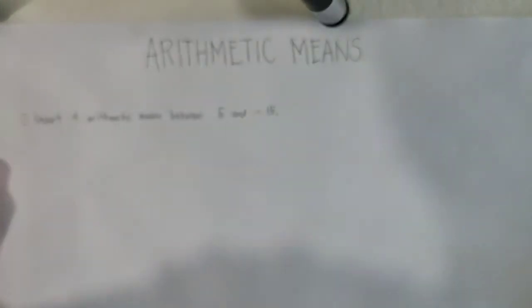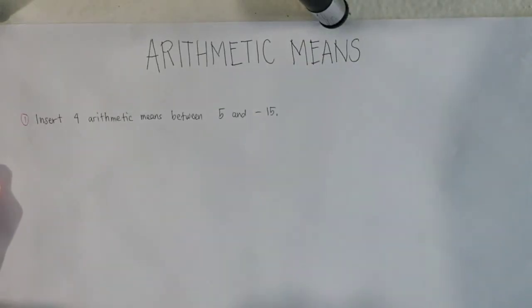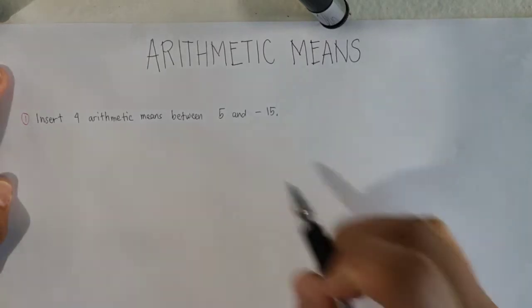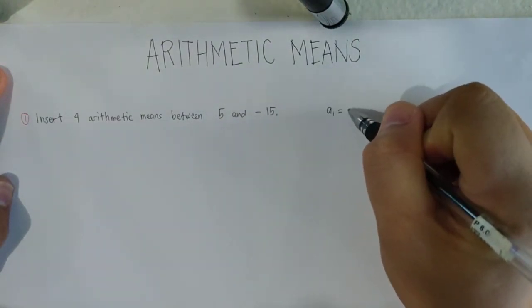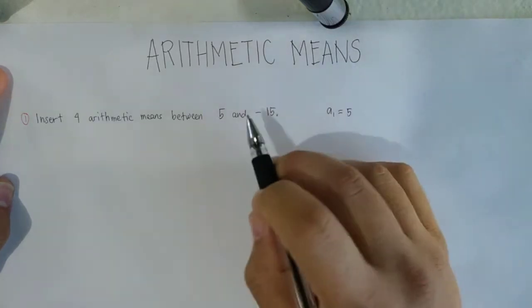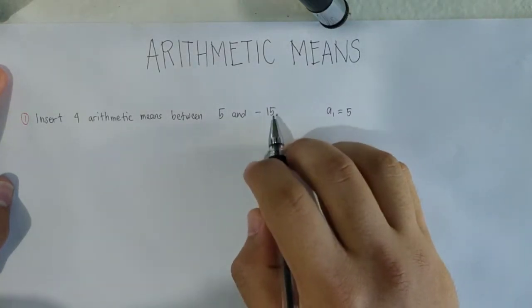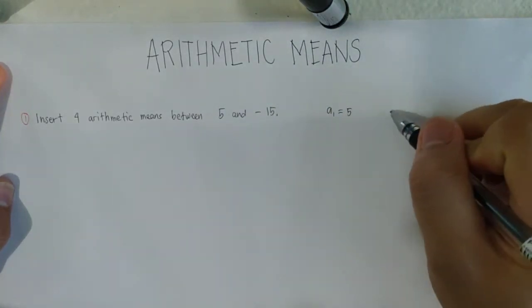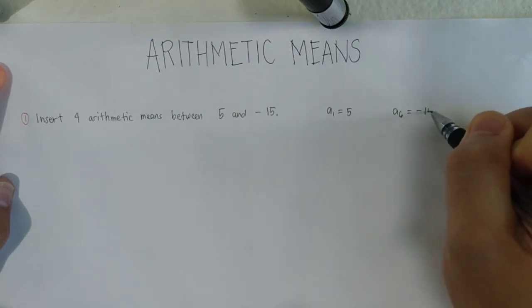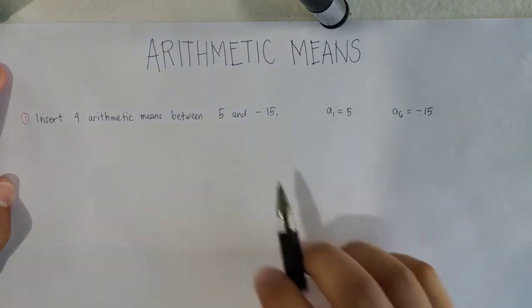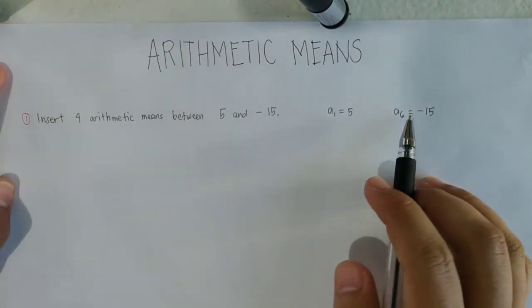For example, let's have example number 1. Insert 4 arithmetic means between 5 and negative 15. So, we can say that yung 5 natin ay yung ating a sub 1. Since mag-insert tayo ng 4 arithmetic means, yung negative 15 ay ang ating a sub 6. Okay, so meron tayong a sub 1, meron tayong a sub 6.